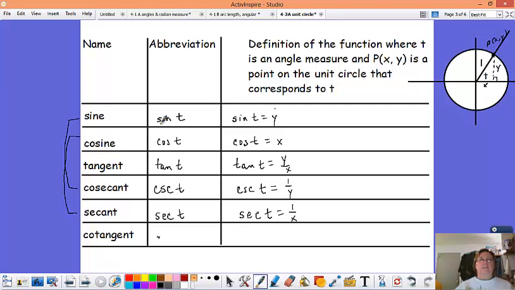And lastly, the cotangent function is the reciprocal of the tangent. So those two go together. The definition for the cotangent function of some angle is adjacent over opposite, so that would make it x over y. And we're looking at the 6 functions of trigonometry and their definitions on a unit circle. Let's see how we're going to use that.